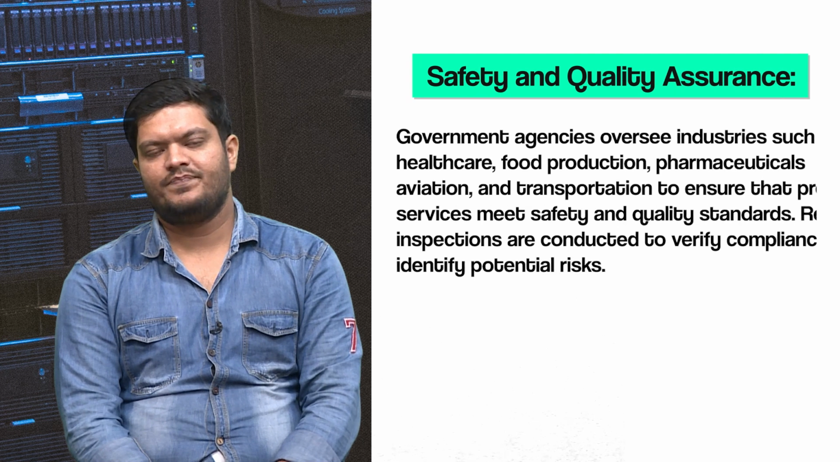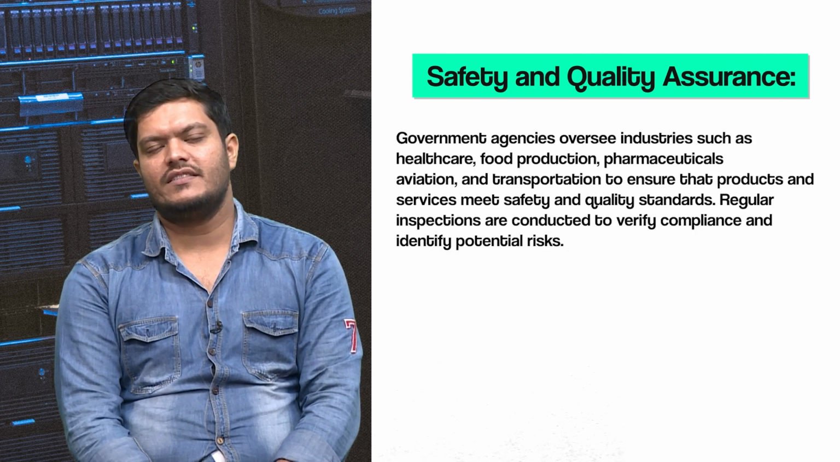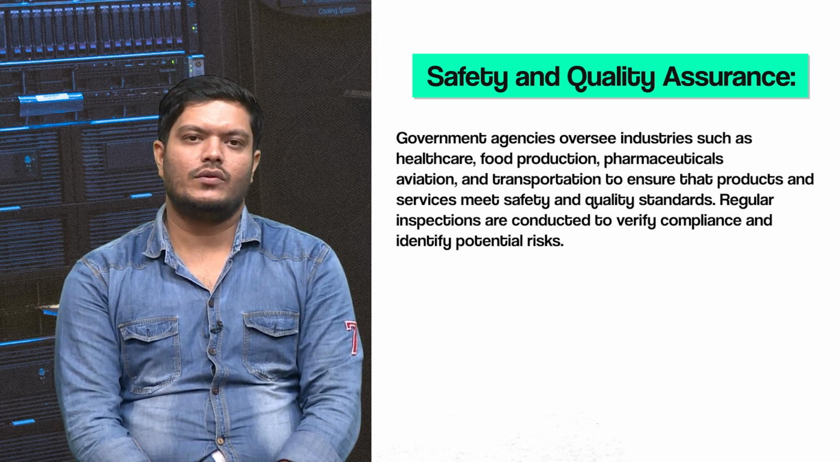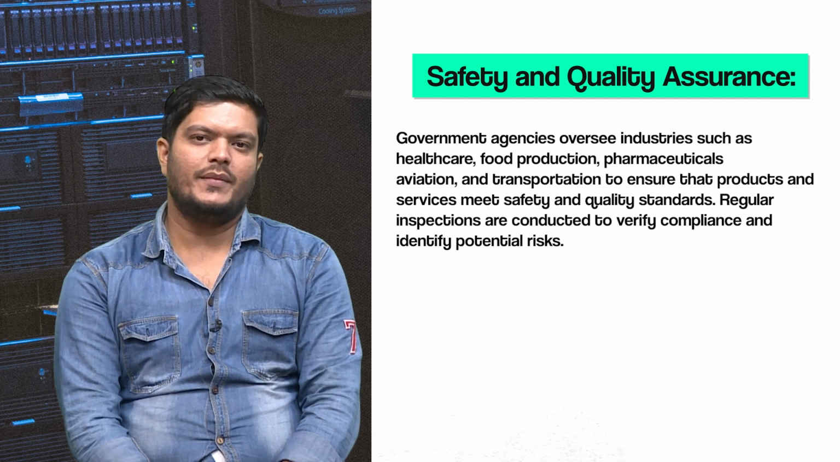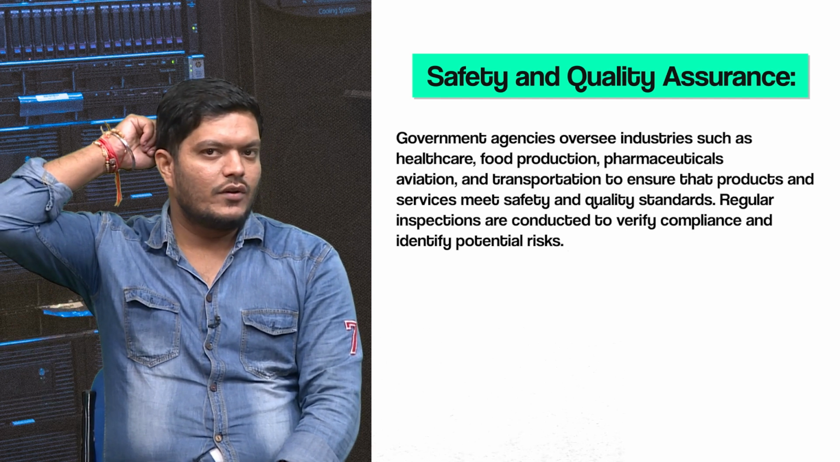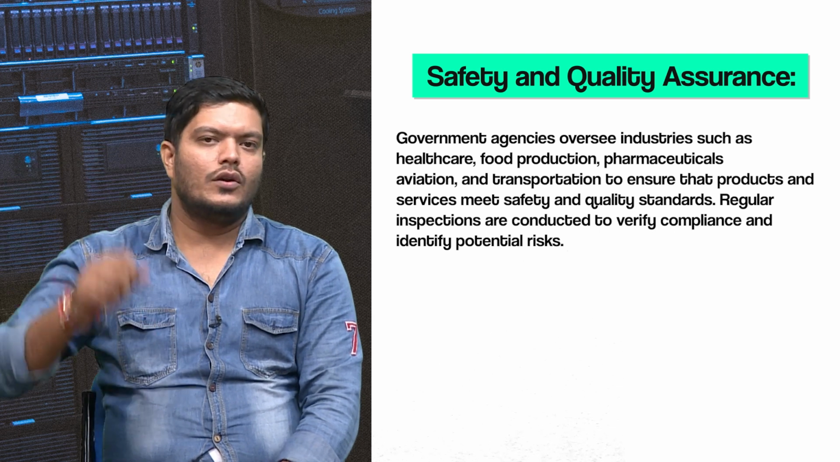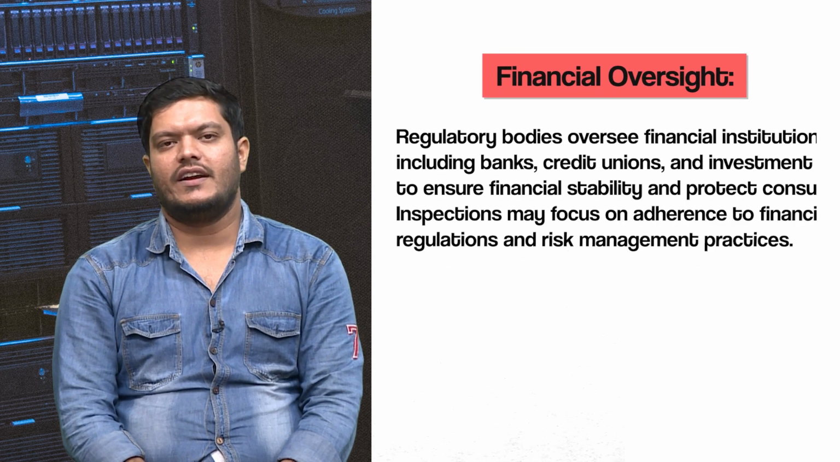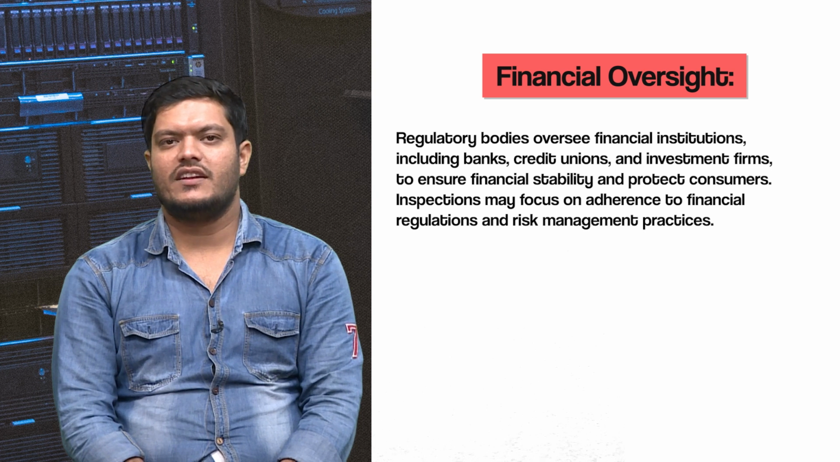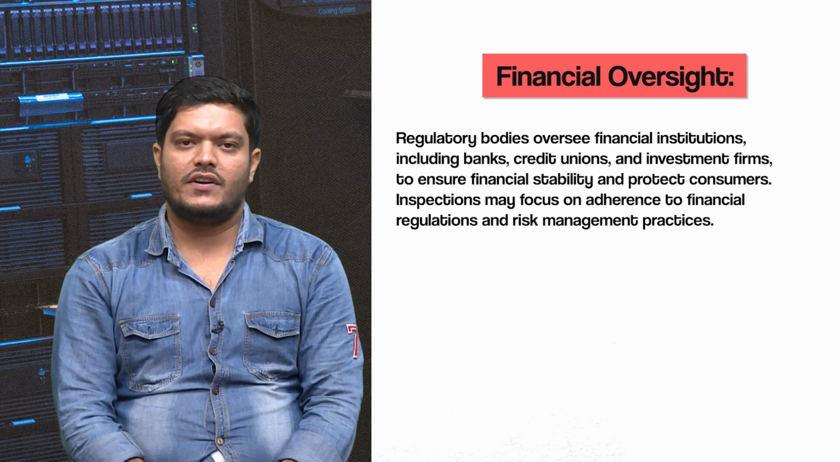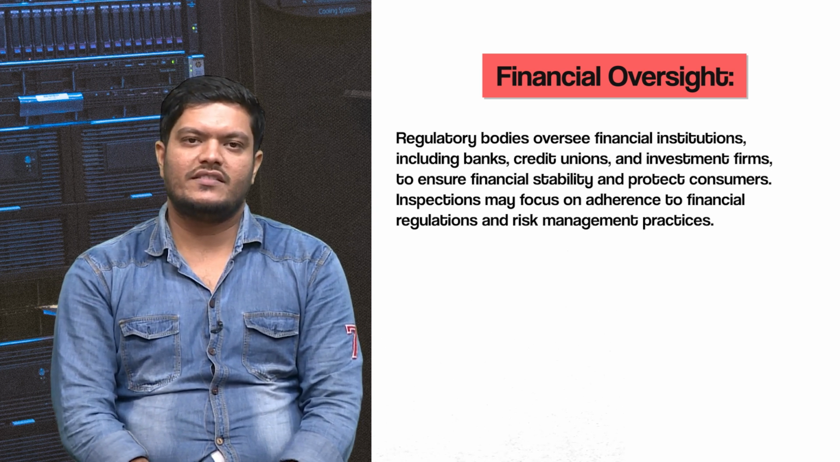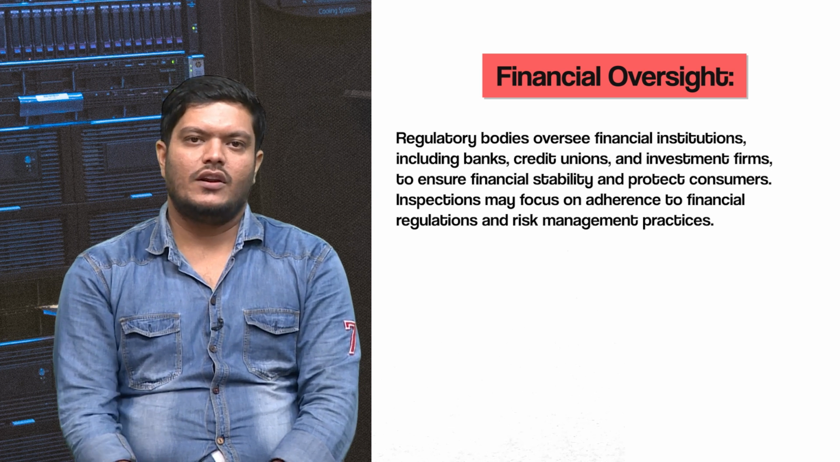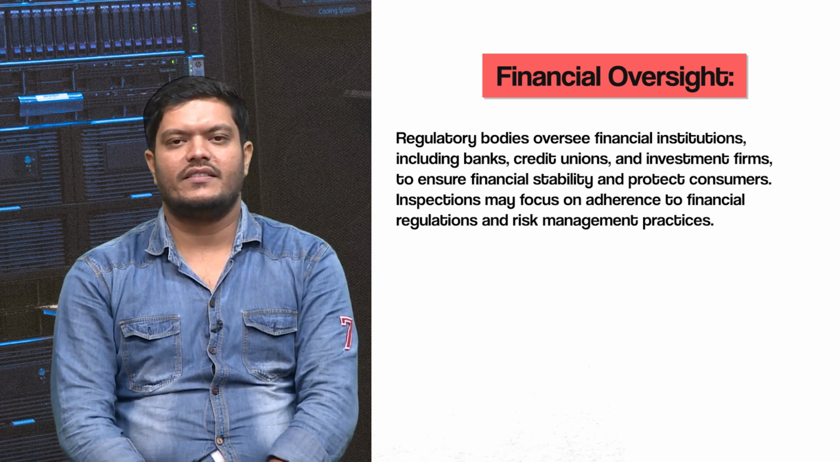Safety and quality assurance. Government agencies oversee industries such as healthcare, food production, pharmaceuticals, aviation, and transportation to ensure that products and services meet safety and quality standards. Regular inspections are conducted to verify compliance and identify potential risks. Financial oversight. Regulatory bodies oversee financial institutions, including banks, credit unions, and investment firms, to ensure financial stability and protect consumers. Inspections may focus on adherence to financial regulations and risk management practices.